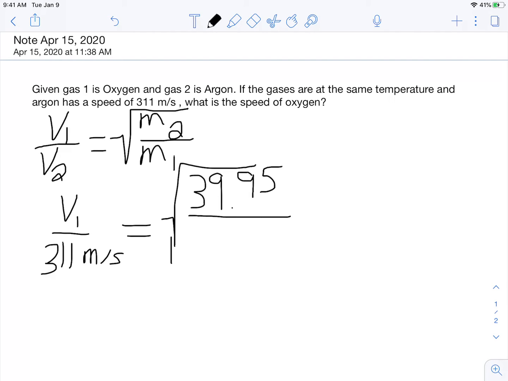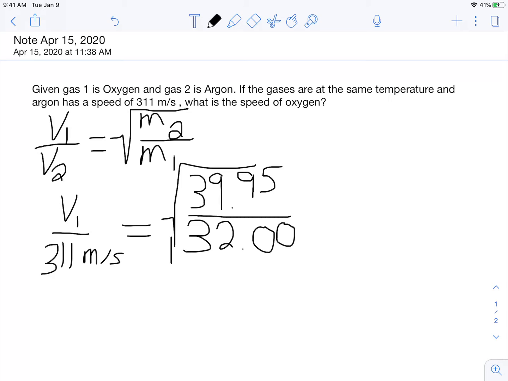So something to remember here, oxygen is a diatomic. So its mass is not simply going to be just 16, it is 16 times 2, which is going to be 32 instead of 16.